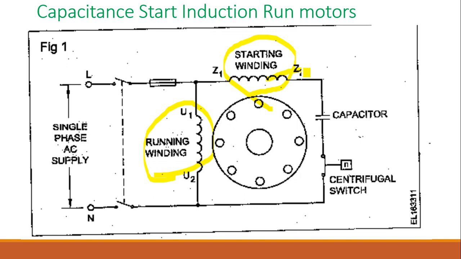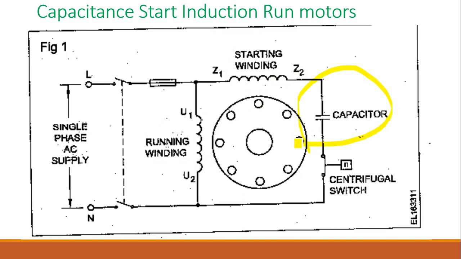So the starting winding has more resistance, and the running winding has high inductance. In a CSIR motor, we cannot interchange both the things. It has to be running winding separate and starting winding separate. We cannot change the functions. The starting winding will have higher resistance. And why is the capacitor given? The capacitor is shifting the phase.